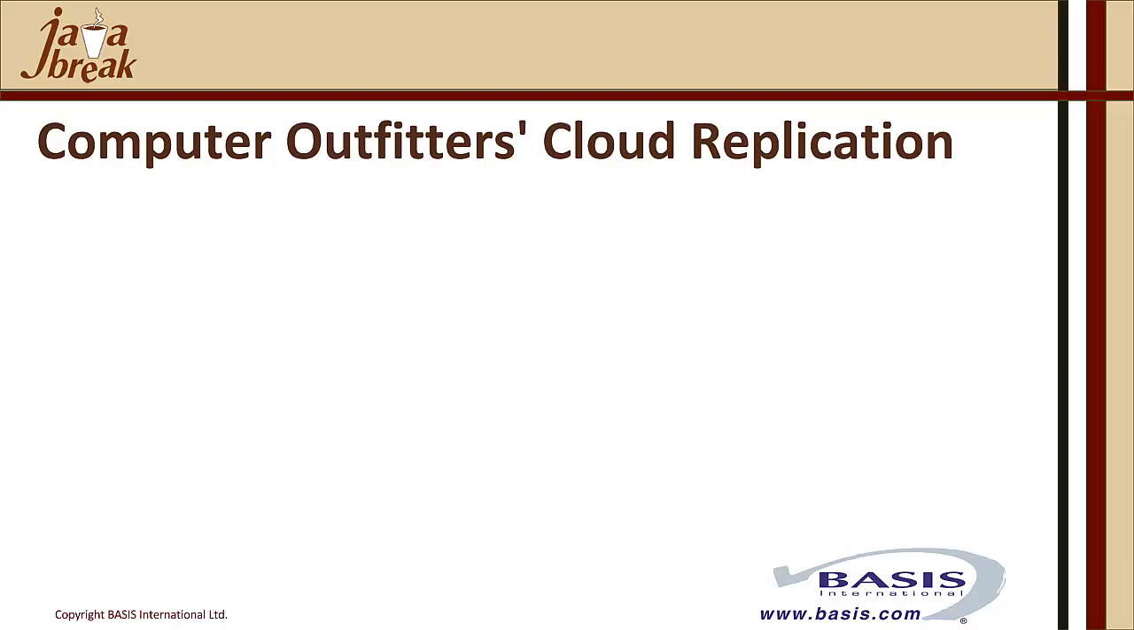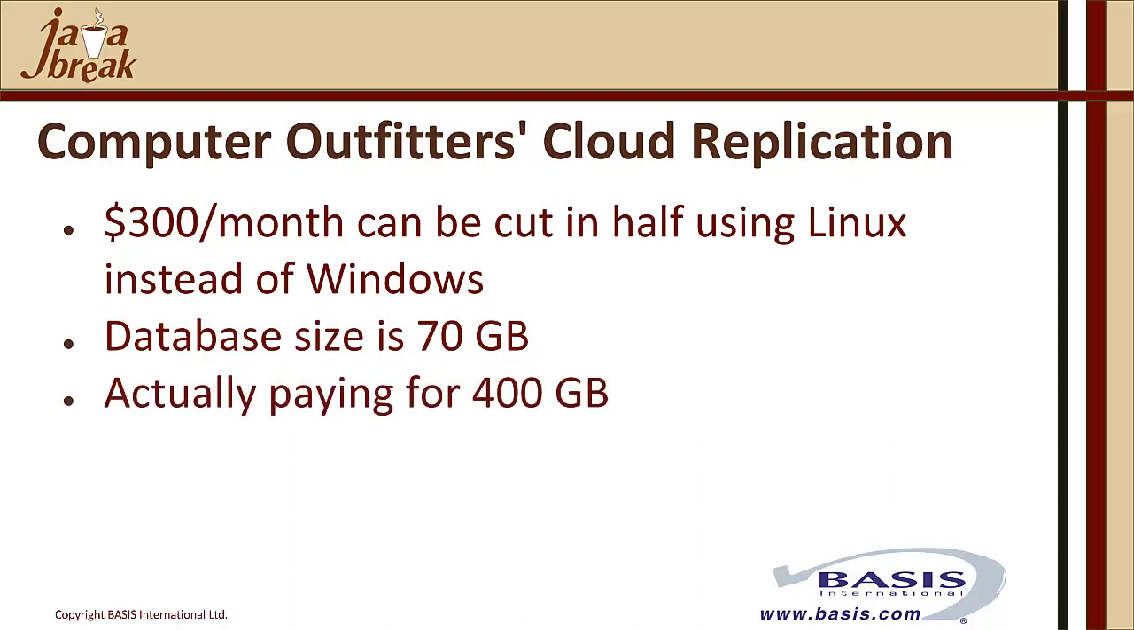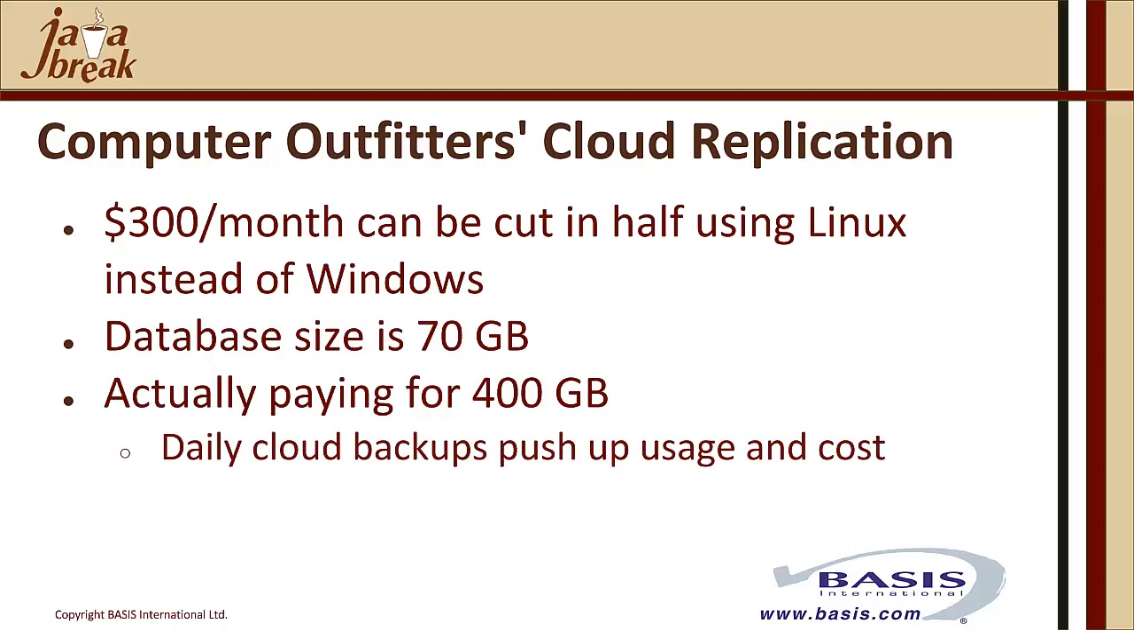Some more detail though on Computer Outfitters cloud replication. They're spending about $300 a month. It can probably be cut in half by using Linux instead of Windows. And of course you can have Linux on your replicated server and still have Windows on your production server. Their database size is 70 gigabytes. They're actually paying for 400 gigabytes because they also have daily cloud backups that push up their usage and cost in the Amazon cloud. So your mileage will vary. You may be able to get away with just a few cents a day to be able to replicate your data to a cloud machine.